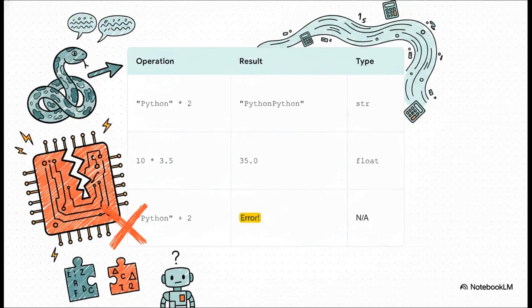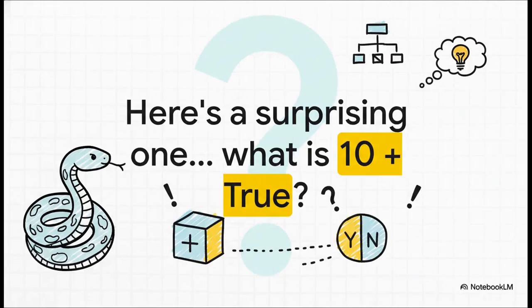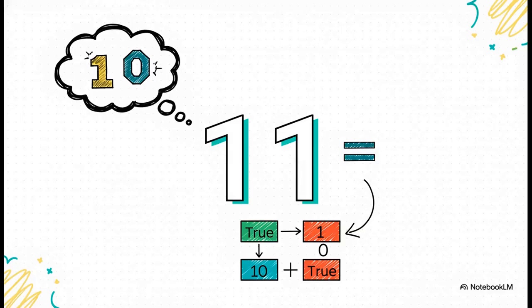This is one of those fascinating little quirks in Python. When you use a Boolean in a math problem, Python secretly treats true as the number 1 and false as the number 0. So what you're really asking it to do is just calculate 10 plus 1. But, and this is a really big but, just because you can do something doesn't mean you should. The source material is crystal clear about this. While it's a cool trick to know, mixing Booleans and numbers like this can make your code incredibly confusing for anyone else who has to read it. So the professional advice is simple. Just don't do it.